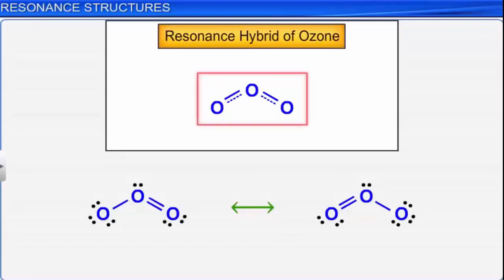This resonance hybrid is more stable than any of the contributing resonating structures. In this example, the resultant of these two structures, that is, the resonance hybrid, explains the equivalent nature of the bonds and the observed bond length, which is 128 picometers as shown here.